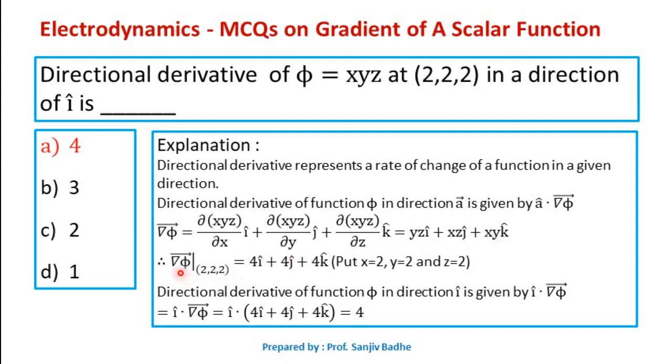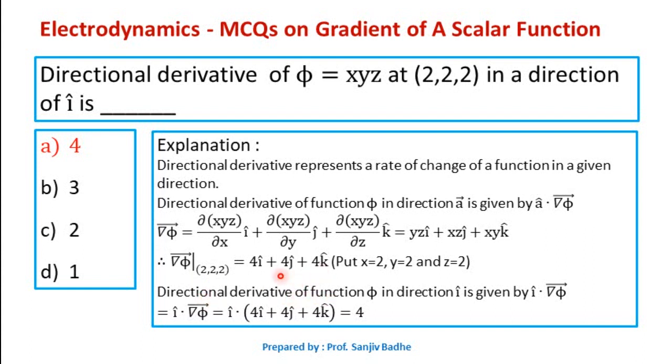Now we want to find out gradient of phi at point 2, 2, 2. Therefore we will put x is equal to 2, y is equal to 2 and z is equal to 2. So this is 2 into 2 i cap, that is 4 i cap. This is also 2 into 2 j cap, that is 4 j cap. Here 2 into 2 k cap, that is 4 k cap. And therefore gradient of phi at point 2, 2, 2 can be written as 4 i cap plus 4 j cap plus 4 k cap.